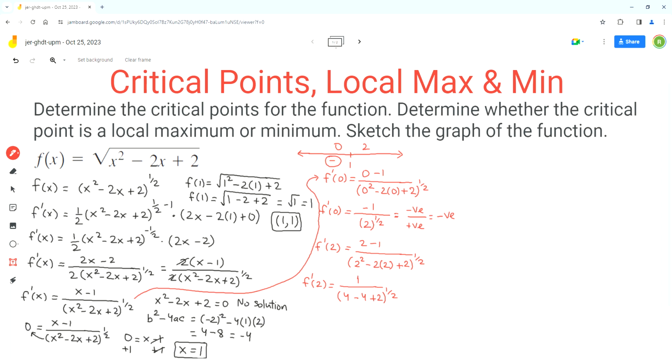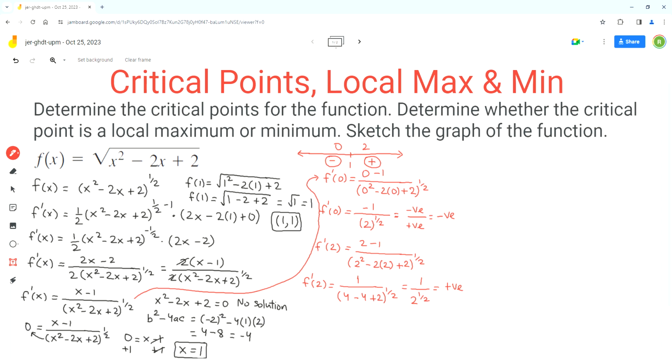And now we can reduce this expression to just 1 over, so in the denominator we are just left with 2 exponent half. So we are left with an overall positive value. So that means the function is increasing on the right side of the critical number x equals 1.